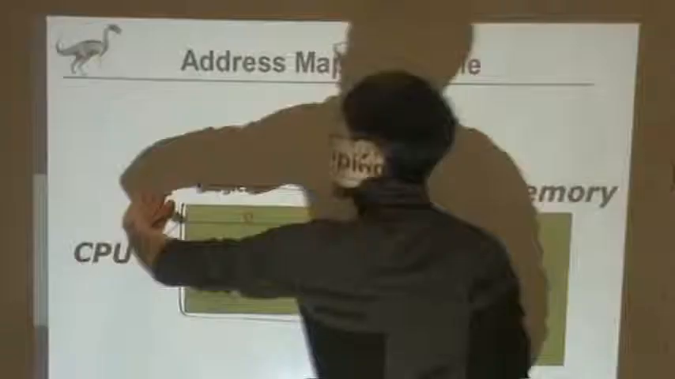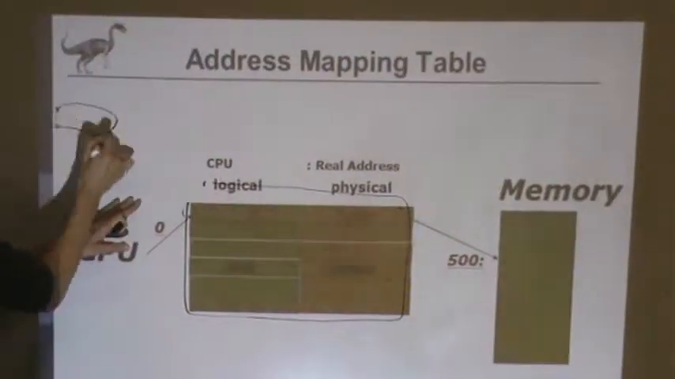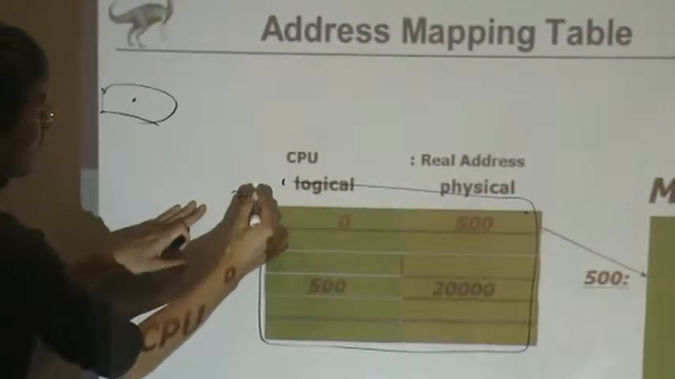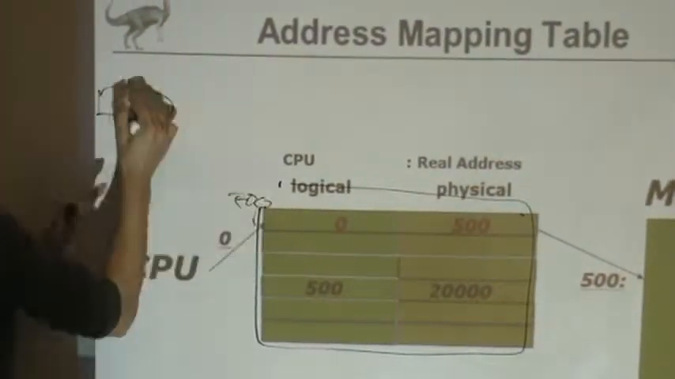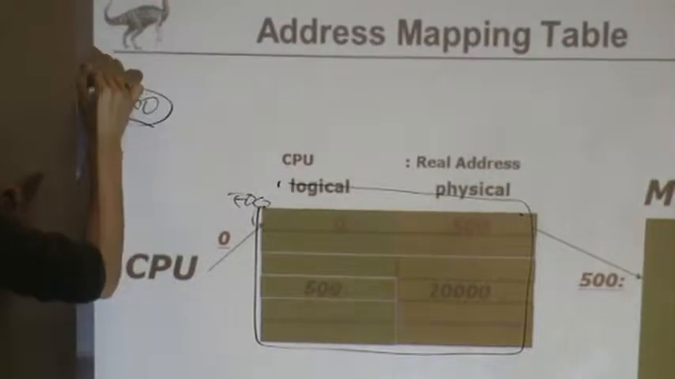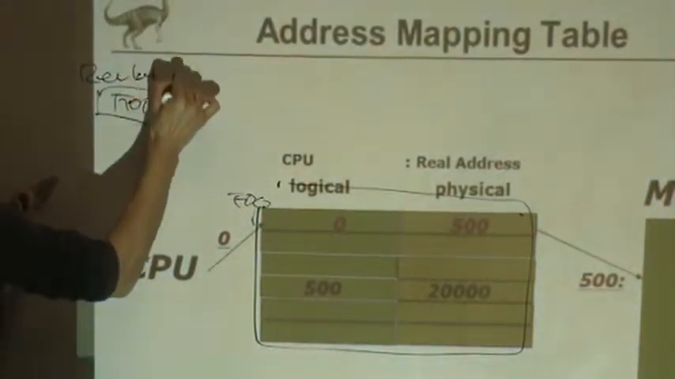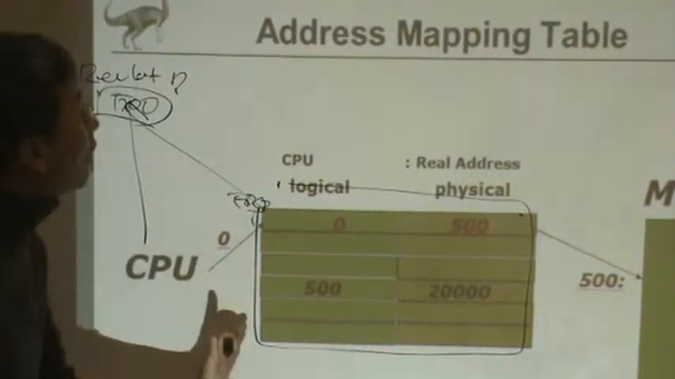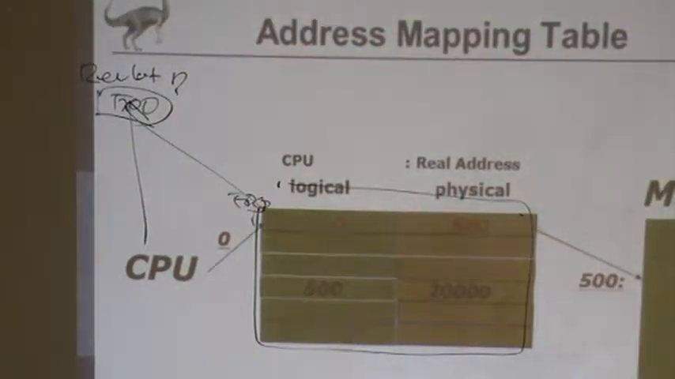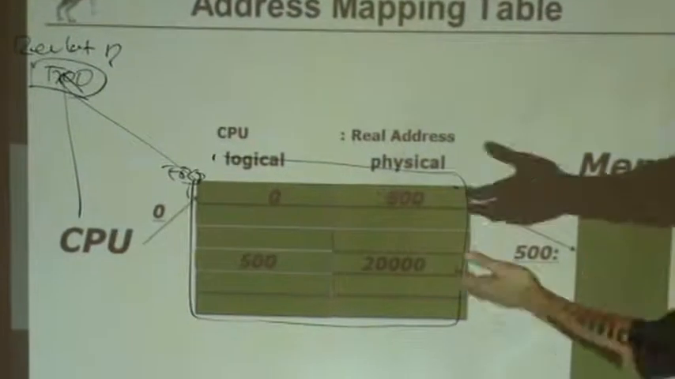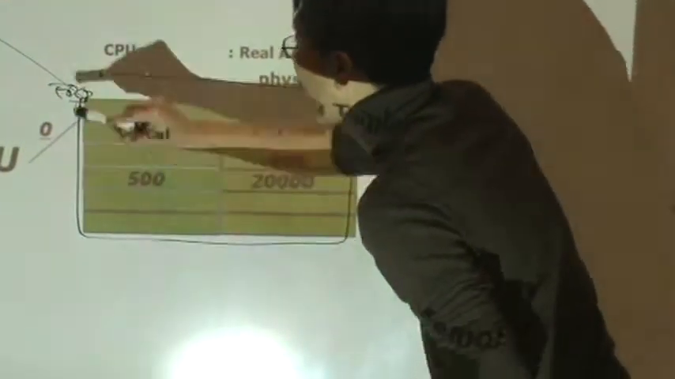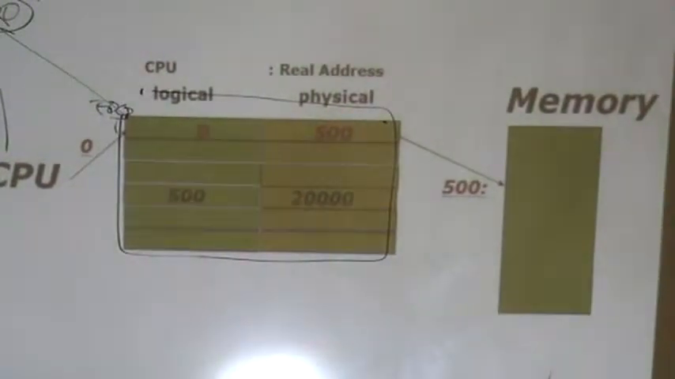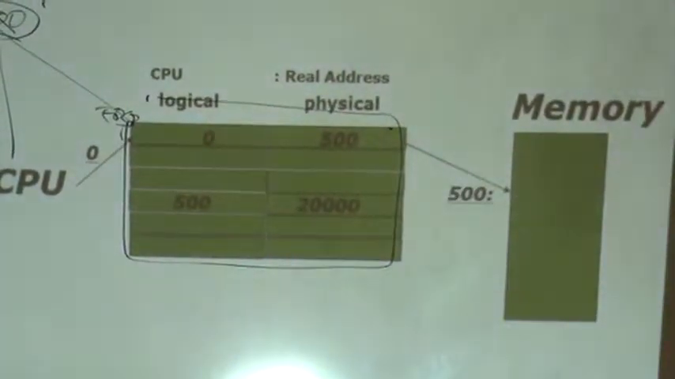Then the CPU uses the relocation register. For example, there is an F00 in the relocation register. The CPU reads this and finds where the mapping table exists. Then if there is a logical address in the instruction, that will be mapped to the physical address, and this will be accessed.